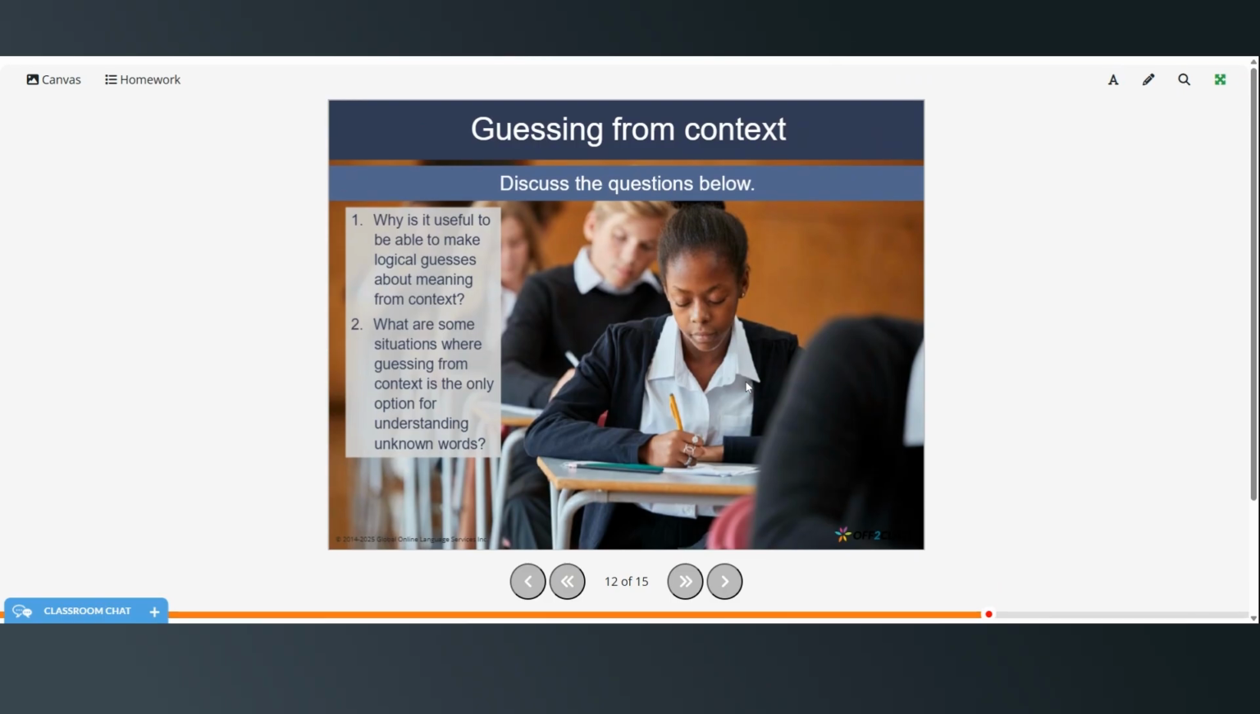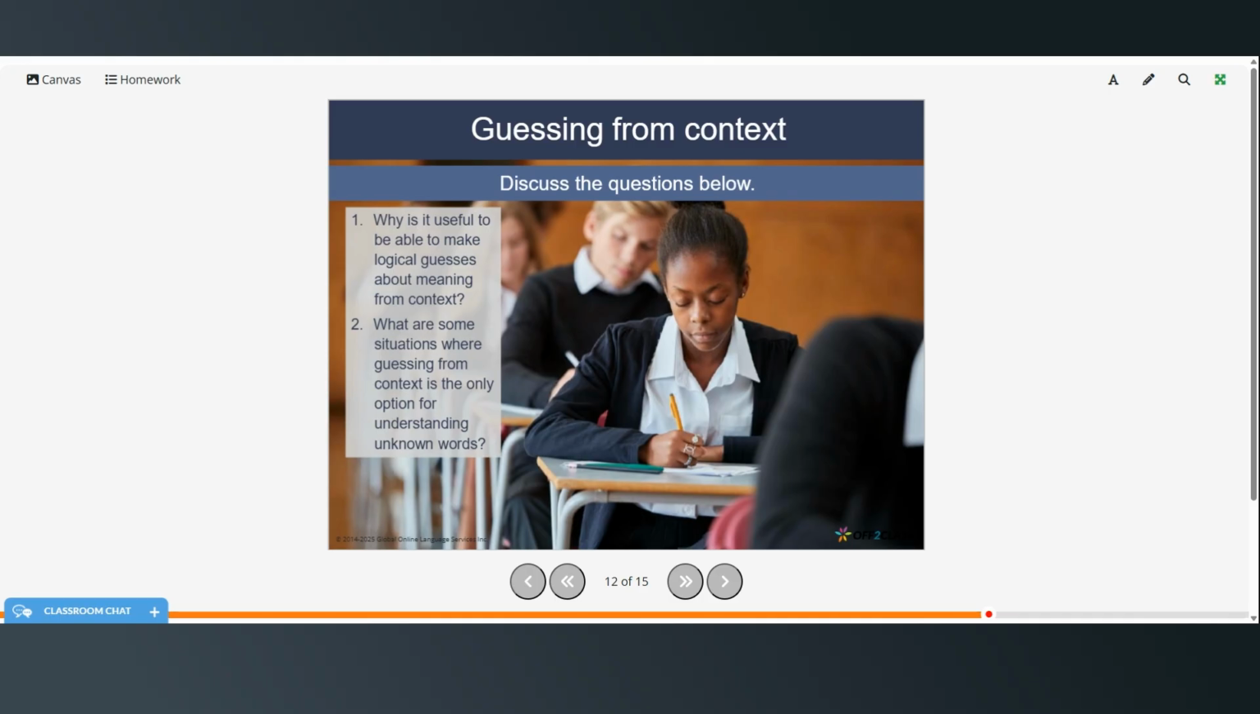All right, so here's some questions to think about. Why is it useful to make logical guesses about meaning and context? And what are some situations where guessing from context is the only option for understanding unknown words?